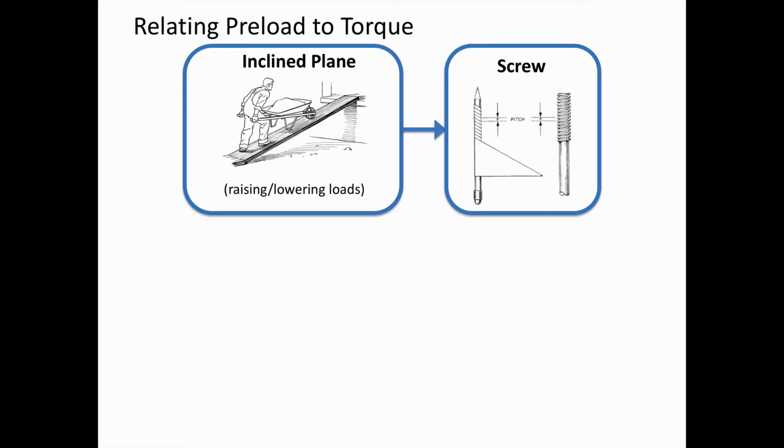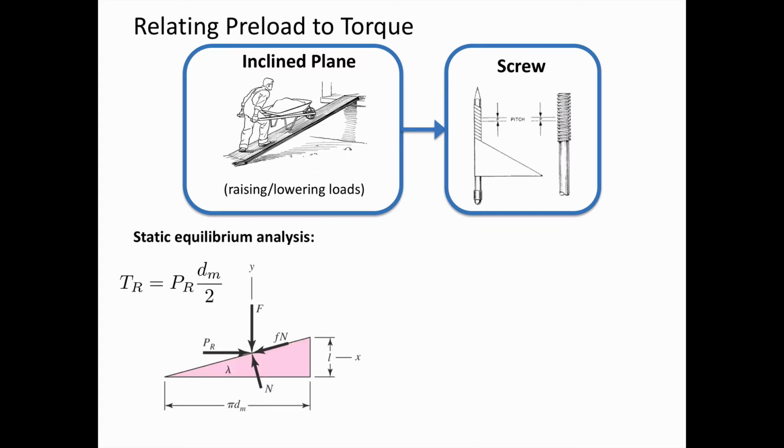So if we are wanting to use a torque wrench to achieve a specified preload, how do we relate torque to preload? Well, thinking back to what we looked at with power screws and thread systems, we realized that helical thread is really just an inclined plane wrapped around a cylinder. And recognizing that, we can do a static equilibrium analysis, keeping in mind that the torque is going to be equal to this horizontal load times the radius.